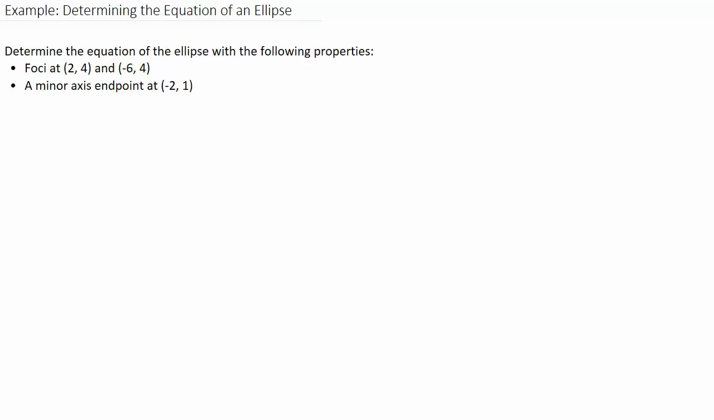Here I want to do an example where information about an ellipse is given, and then you have to determine the equation of the ellipse. Before we do that, let me remind you what the equation should look like. It should be x minus something squared over a squared plus y minus something squared over b squared equals 1, with numbers in the denominators, plus or minus numbers next to x and y.